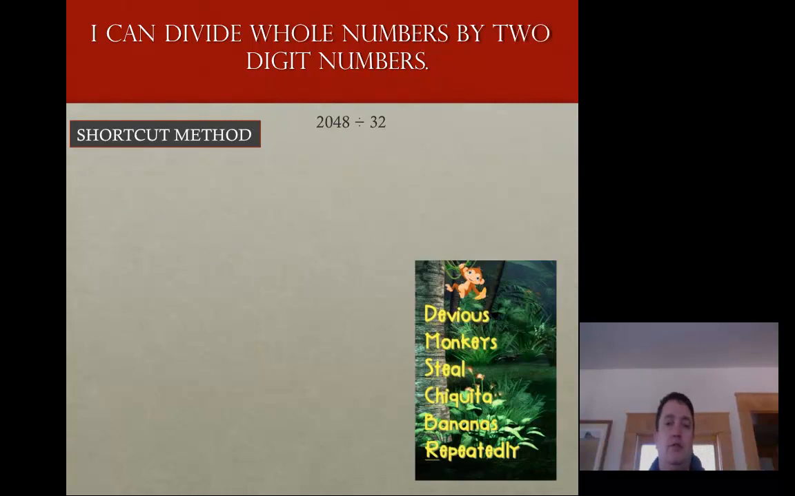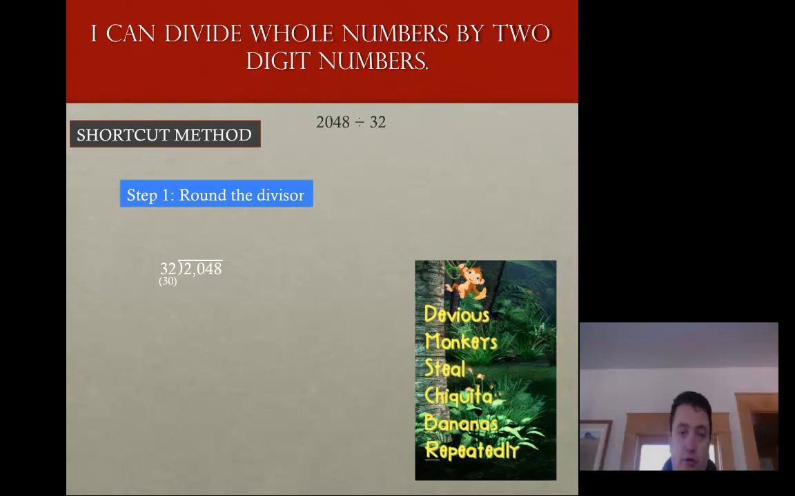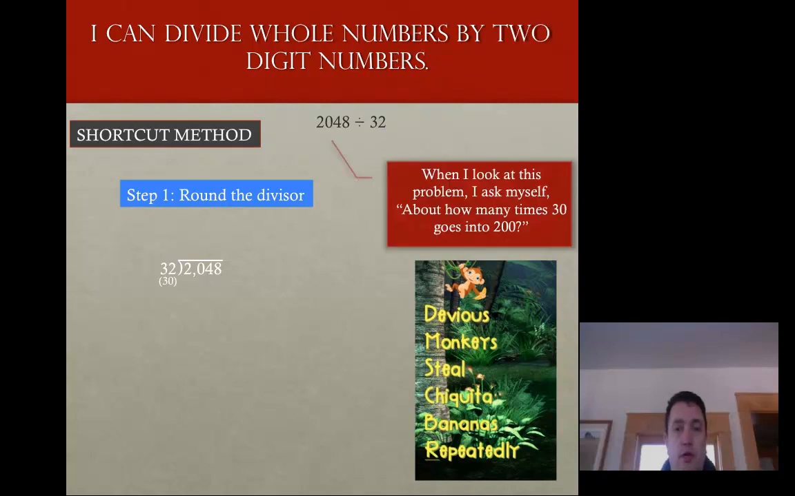Finally, let's take a look at the shortcut method. There's going to be a slight change here, and you'll see it as we start to ask the questions ourselves. So we're going to go ahead and round that divisor first, just like we've done on every other one. Now here's where it gets different. Instead of asking myself how many times 30 goes into 2,000, I'm going to ask myself how many times 30 goes into 200. Because when I look at this problem here, first thing we check is, will 32 go into 2? No. How about 20? Nope, still not. 200, yes. But I'm going to look at 30 into 200.